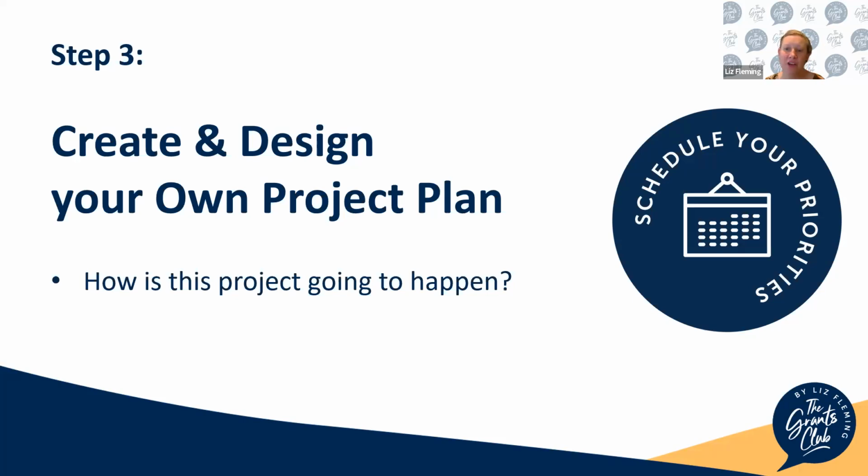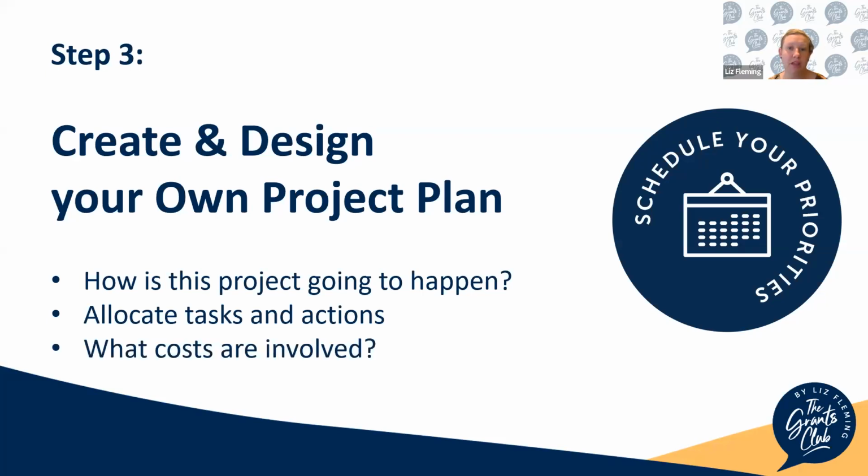So if you were to get the funds, one, you need to work out what you're going to spend the money on, but how is it going to happen? Who's going to be involved in the project? Allocating the tasks and actions. And as I said, costs involved.